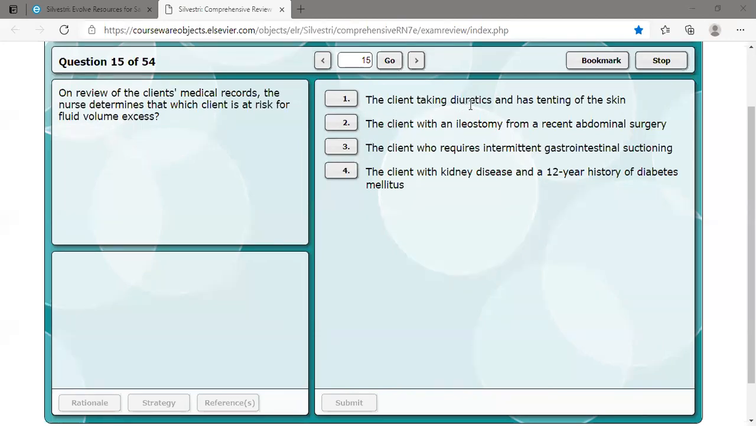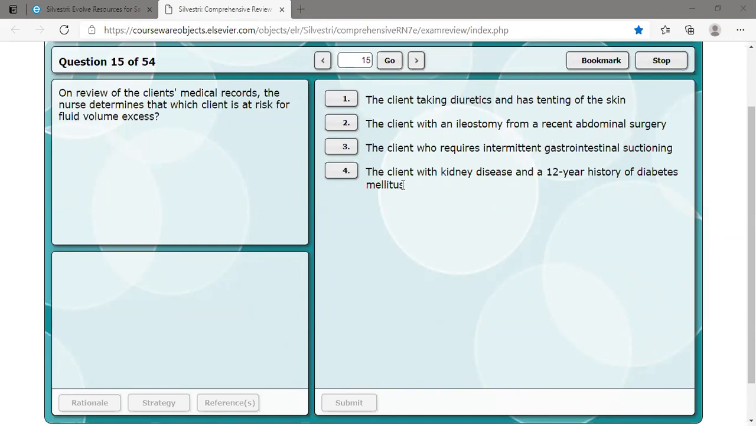The client taking diuretics. If your patient takes diuretics, they lose fluid through urine output, so no chance to develop fluid volume overload. The client with an ileostomy. An ileostomy is a way of fluid loss, about 500 to 1000 mL during the ileostomy, GIT fluid loss. No way to fluid overload. The client who requires intermittent gastrointestinal suction is another reason of fluid volume deficit, like vomiting, diarrhea, suction.